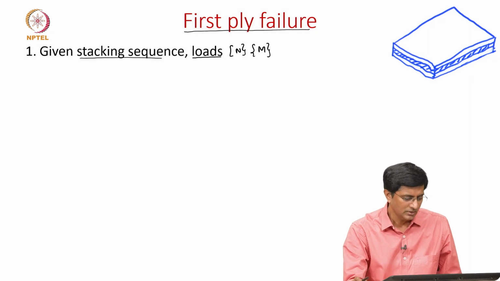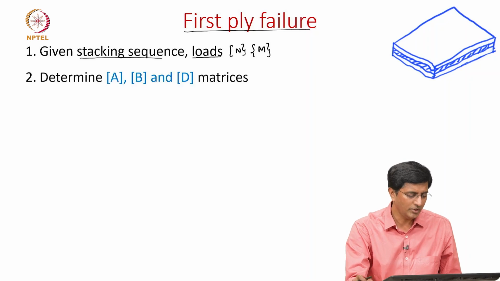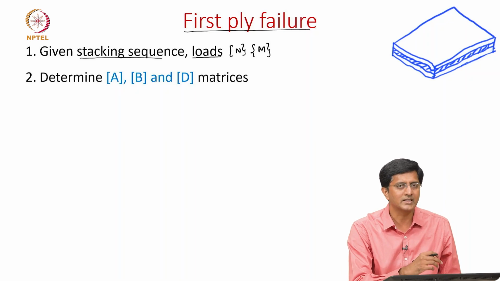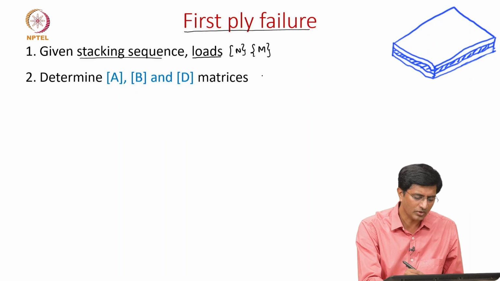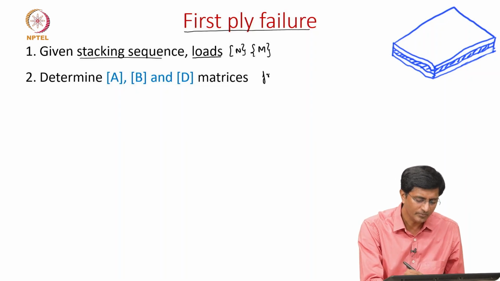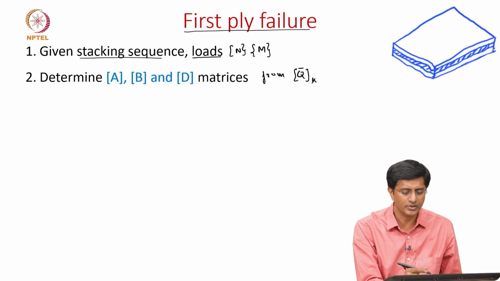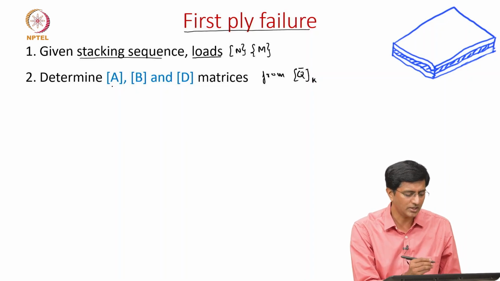So let's see. Once we know N and M, we should be able to find the ABD matrices. How do we find the ABD matrices? That's what the classical laminate theory is about, right? You can find these ABD matrices from Q bar. So we need to know the transformed stiffness matrix of each layer. Since we know the material properties of each layer, we should be able to know what Q bar is, and from that one should be able to find the matrices A, B and D.